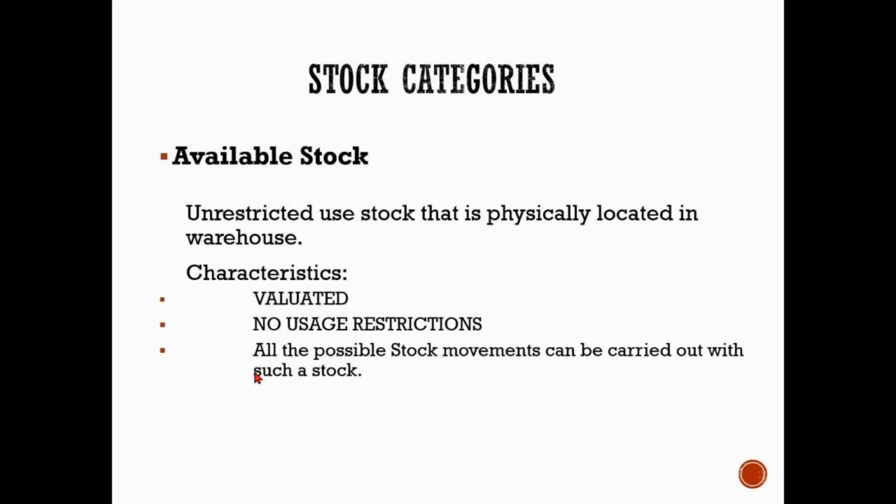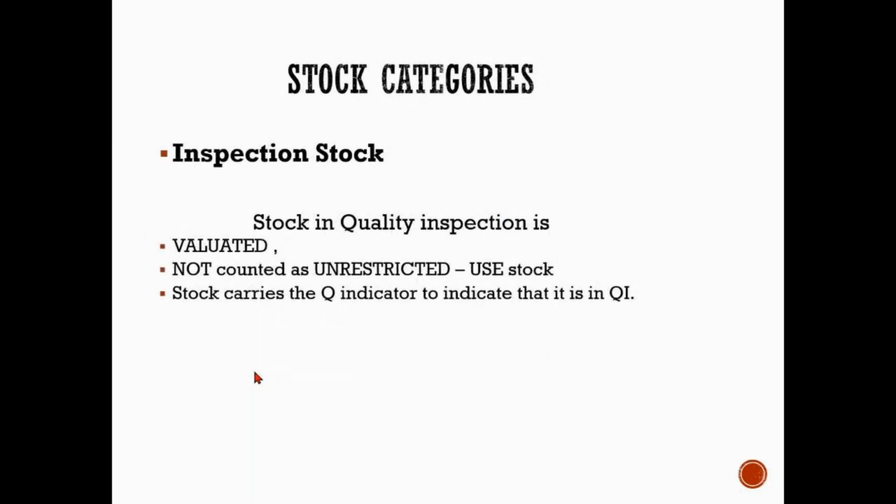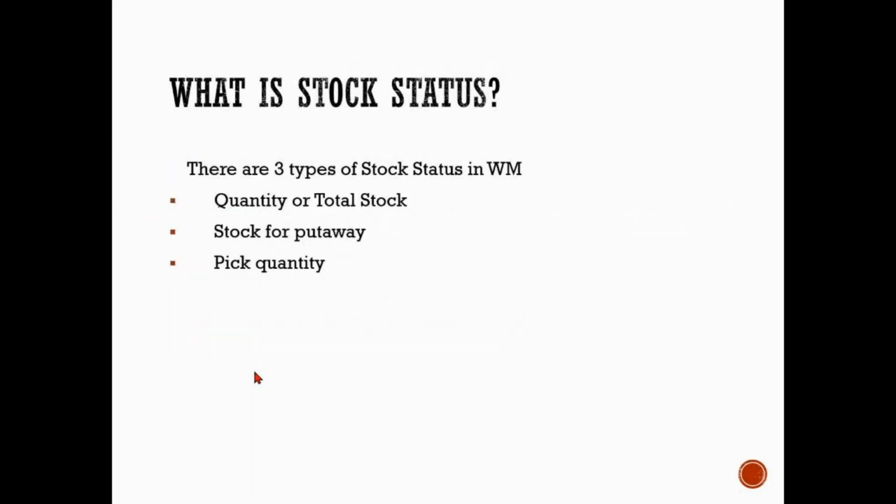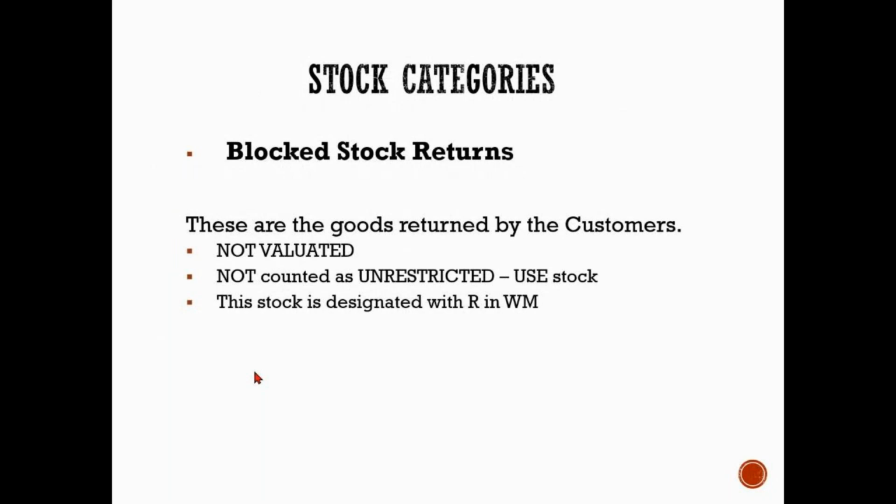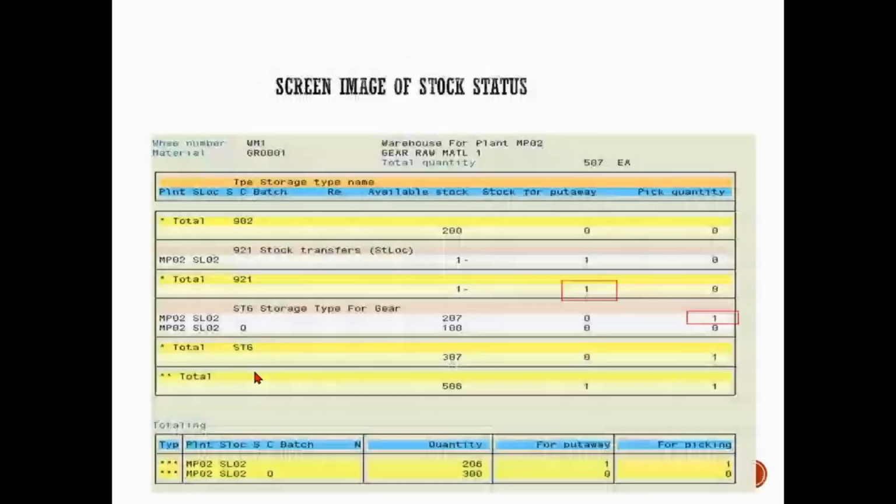Okay, so these are the stock categories we have already discussed: available stock, inspection stock, blocked stock, and return stock if there is any stock coming back from the customer. This is what I wanted to show you. Initially, I told you whenever a transfer order is created in the system, you can see there is a change in stock. Here you can see there are three categories. This particular screenshot is of transaction LS26. We have available stock, stock for putaway, and pick quantity.